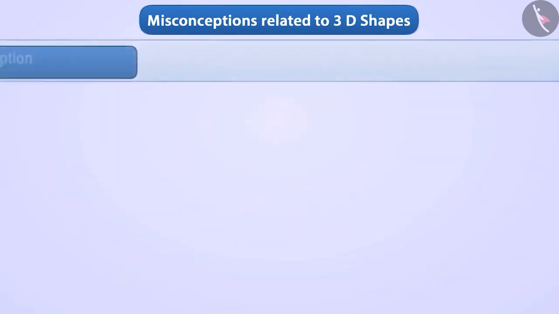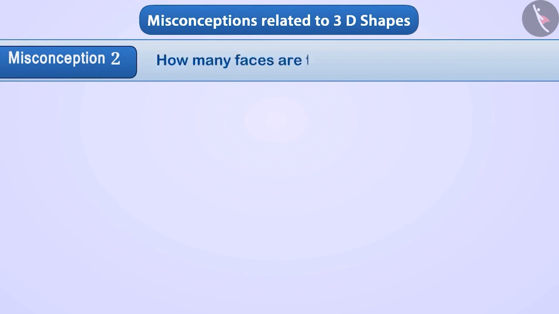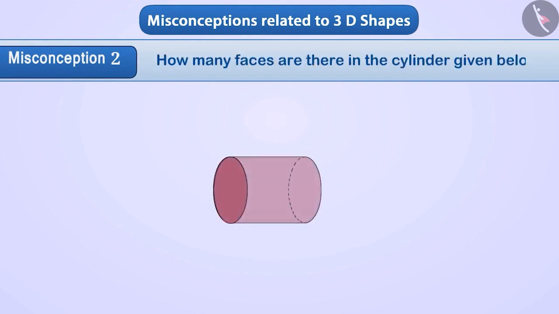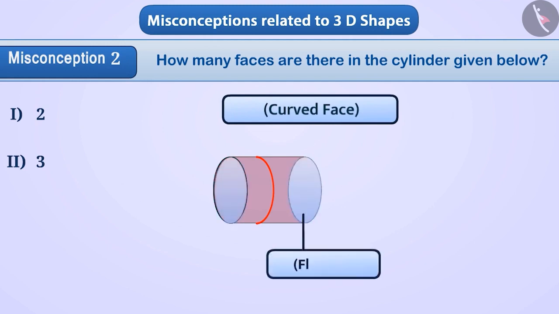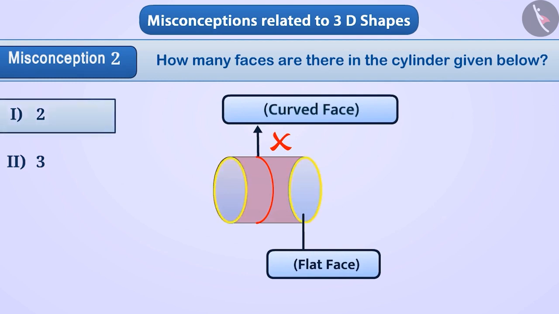Misconception 2. How many faces are there in the cylinder given below? Some students do not count the curved face while counting the faces. They think that the faces are always flat and cannot be curved. With this understanding, they think that there are only two faces in a cylinder. And with this understanding, option 1 is chosen, which is incorrect.